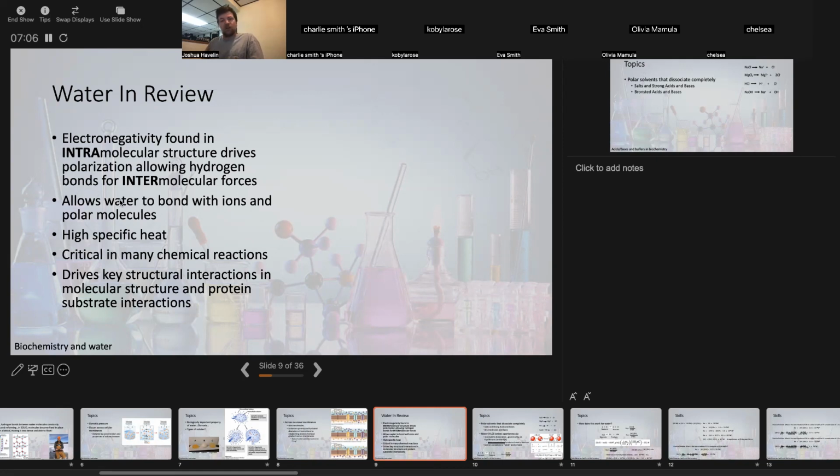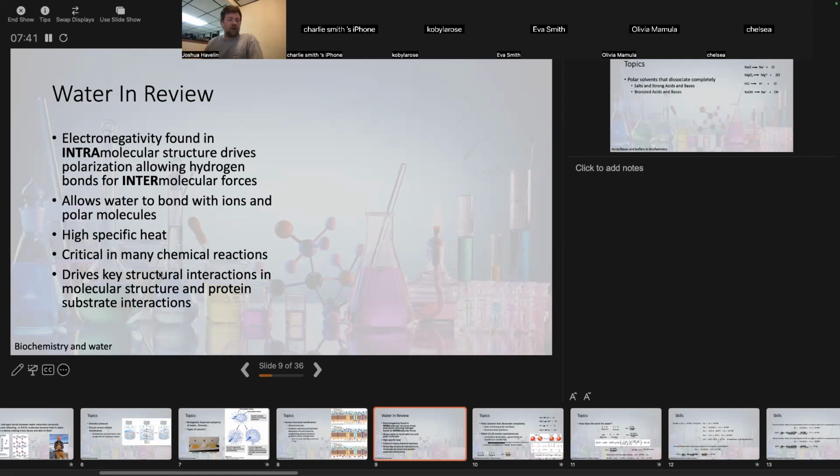Polar solvents dissolve polar solutes. We didn't talk too much about it this year, but water has a very, very high specific heat, which allows it to take much longer to cool and take much longer to heat up. It's one of the key properties that allows life on Earth to exist the way it does. Water is also a critical co-reactant in many reactions. Again, we won't get too much into that.